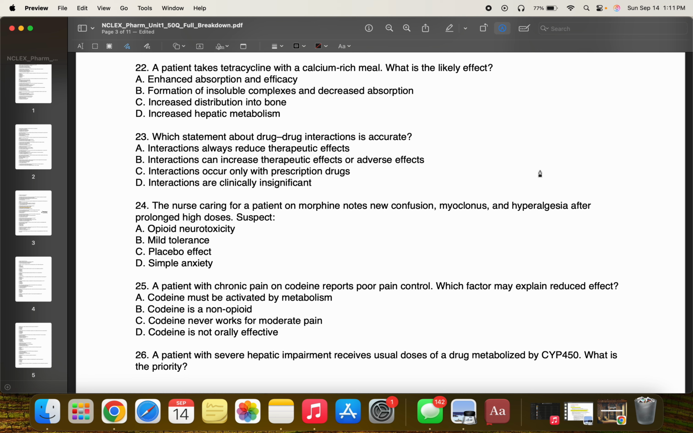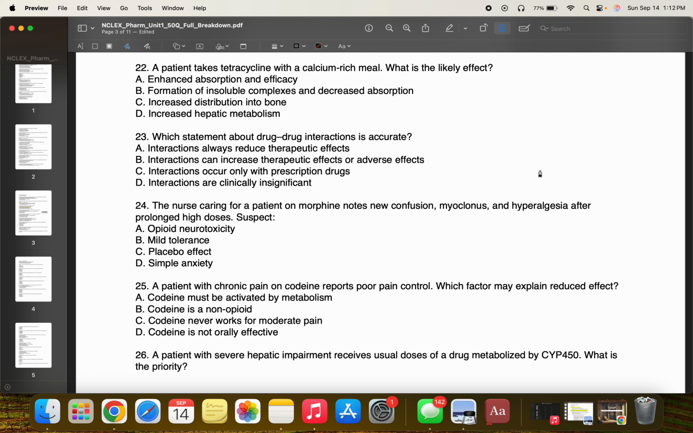A patient takes tetracycline with a calcium-rich meal. What is the likely effect? Okay, tetracycline, whatever. I don't know what this question is even asking. I don't know anything about this, but sure. Enhanced absorption and efficiency. That probably won't be the answer. Formation of insoluble complexes and decreased absorption. Increased distribution into bone, increased hepatic metabolism.